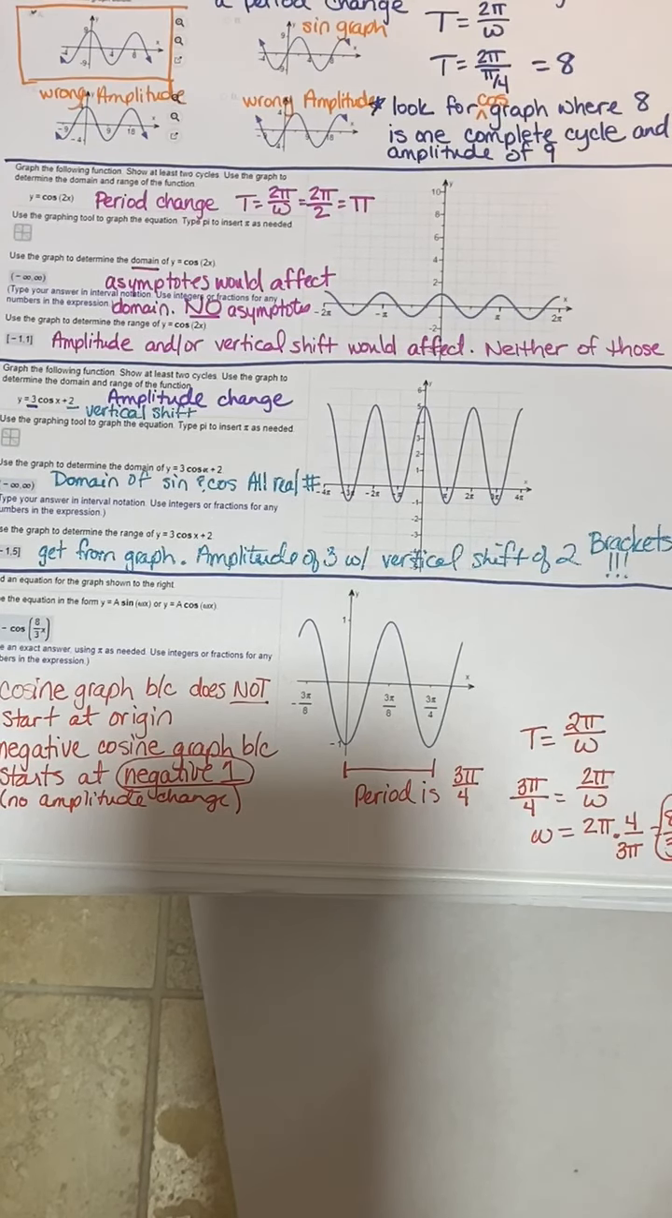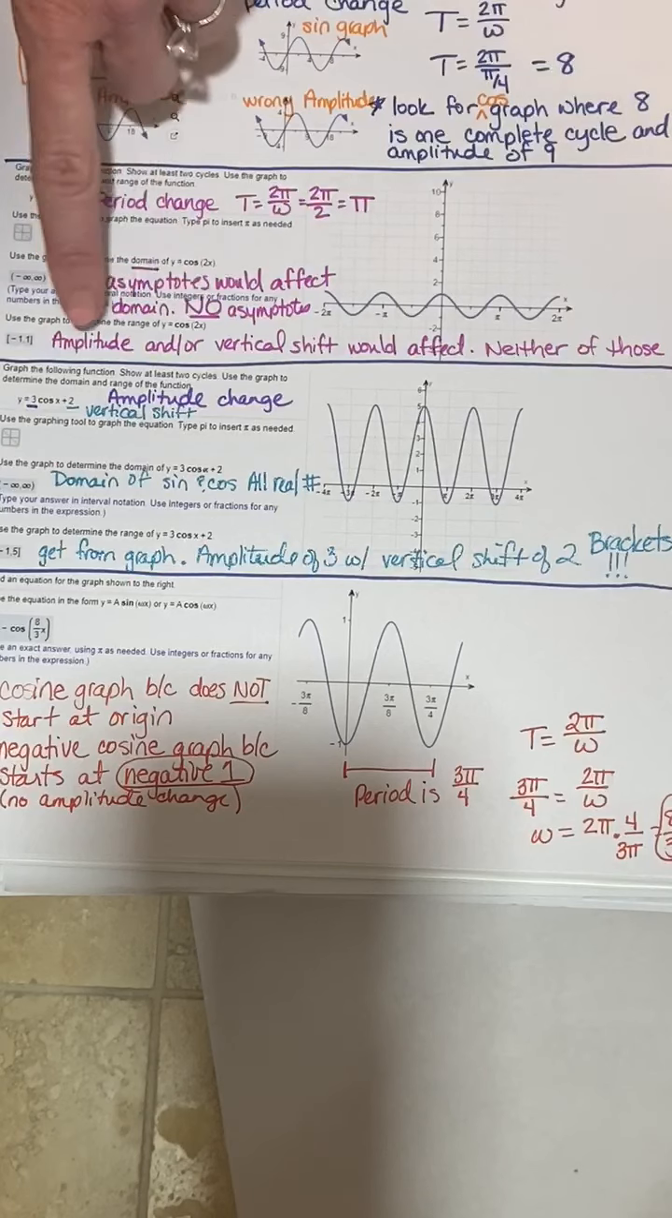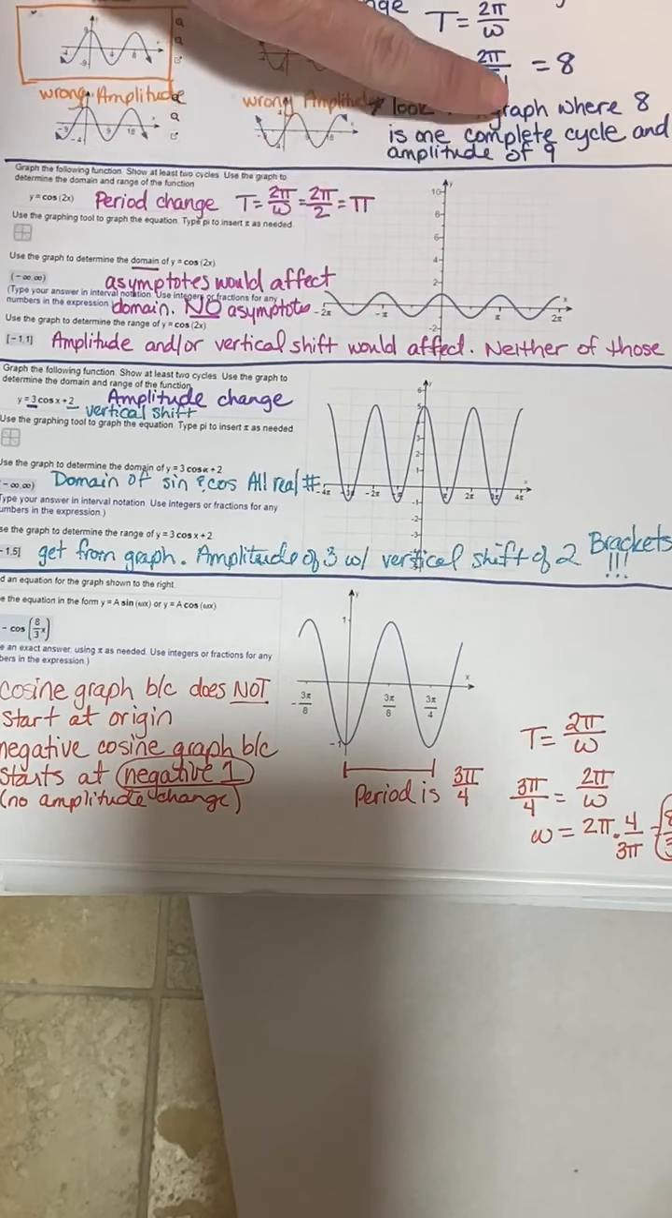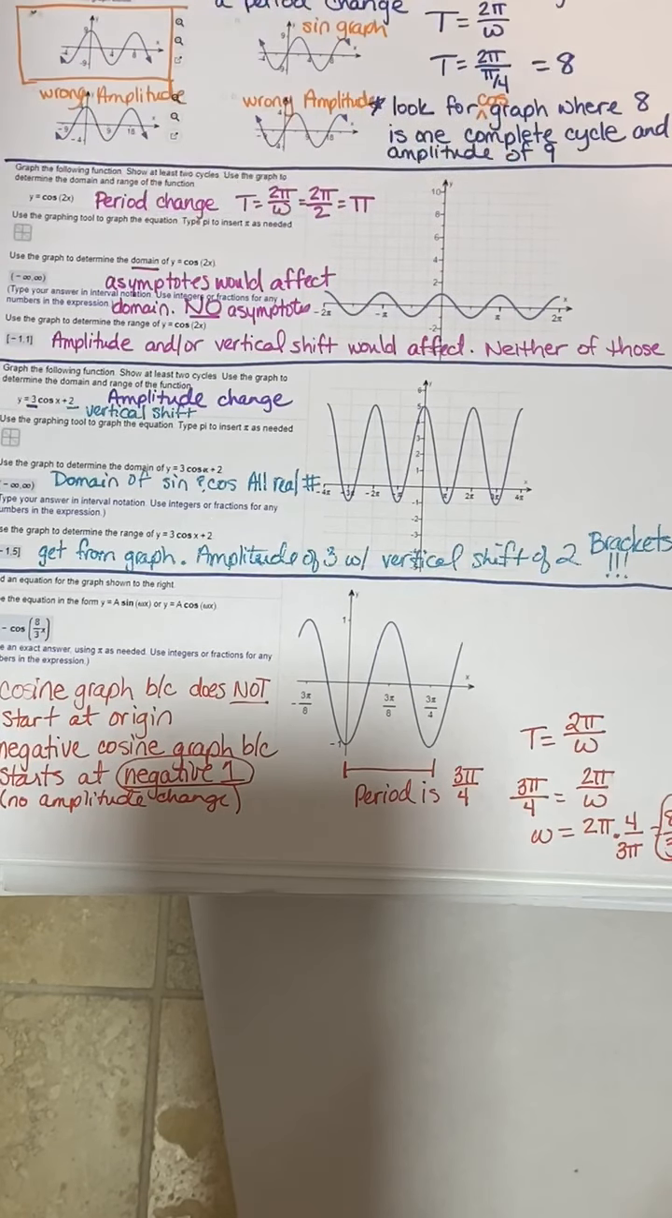equations. Your domain and range for all cosine and sine graphs are -infinity to infinity. I'm sorry, just the domain is all real numbers. The range for a cosine and sine graph is -1 to 1 with brackets, unless you have an amplitude change and/or a vertical shift up or down, okay?